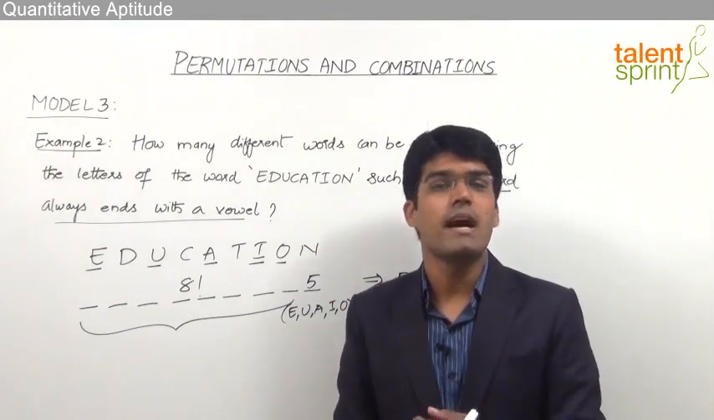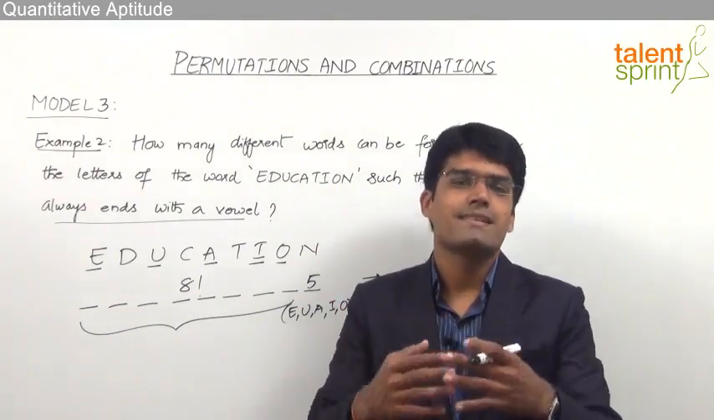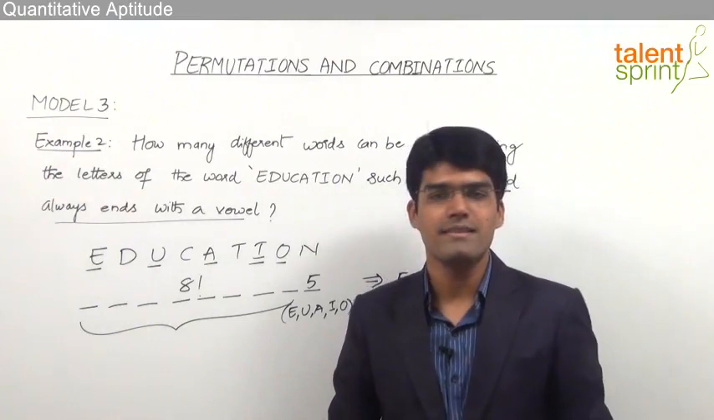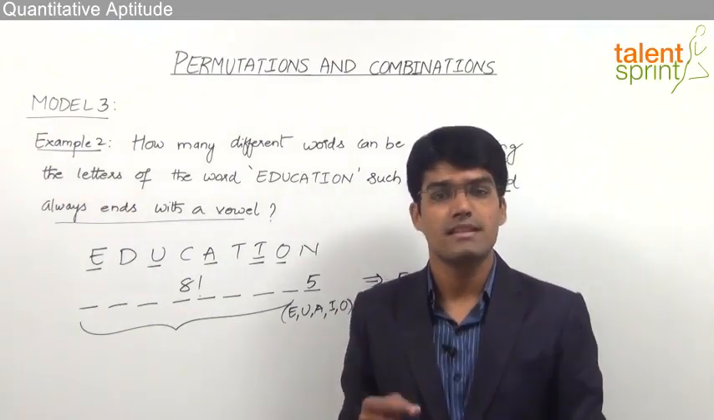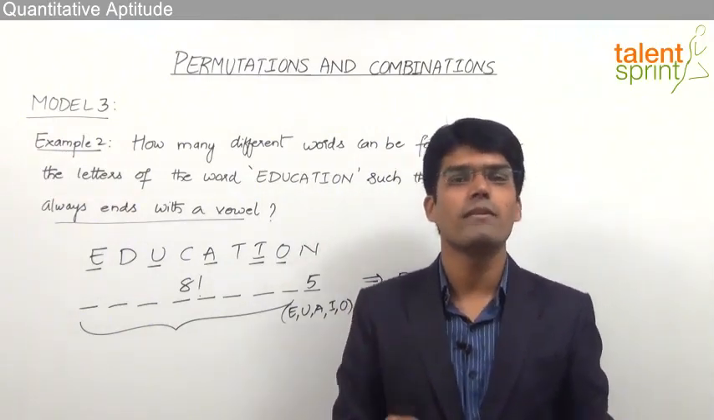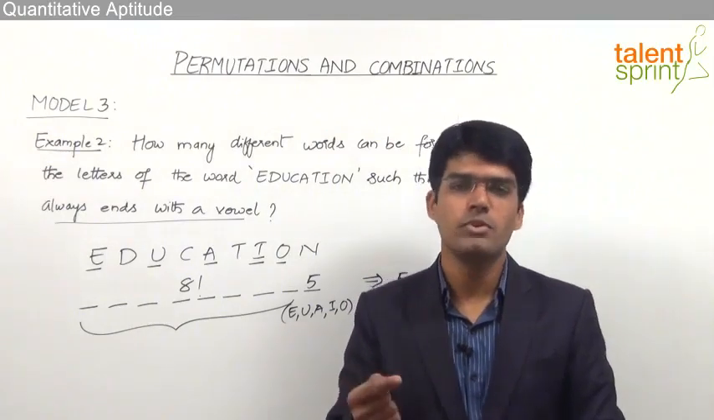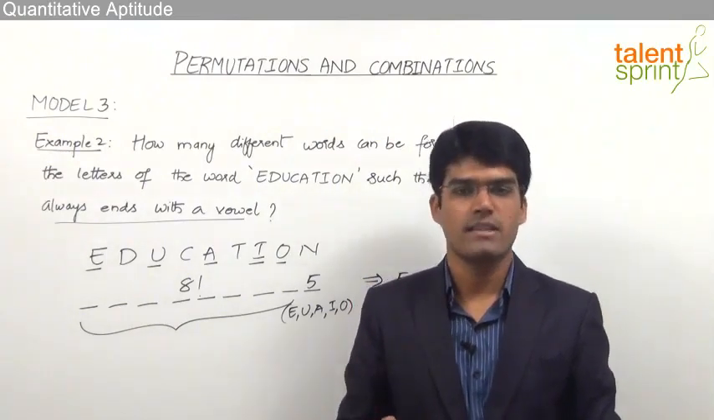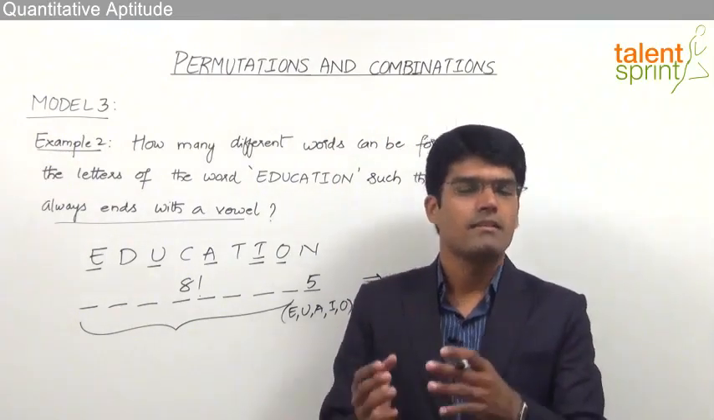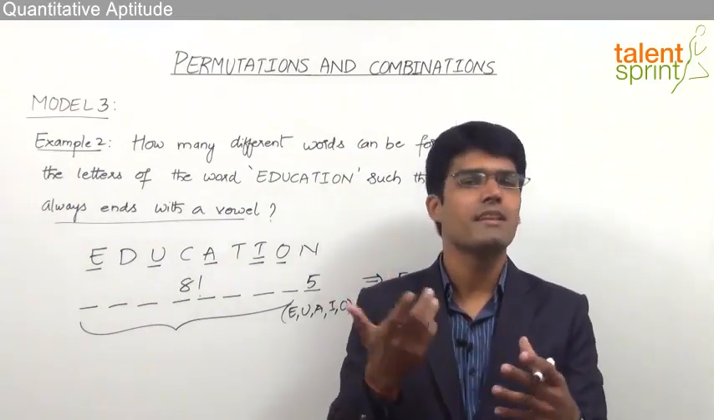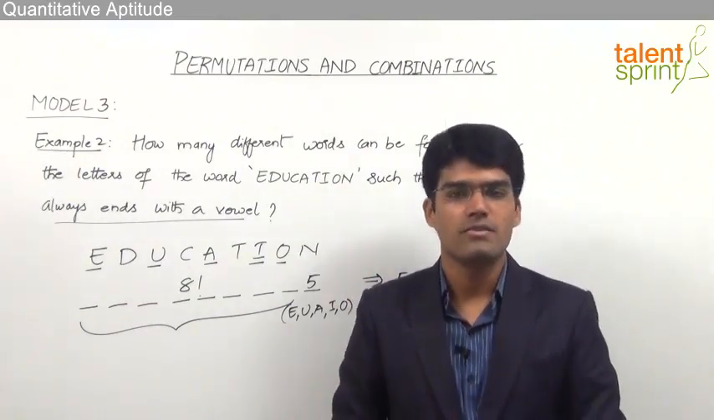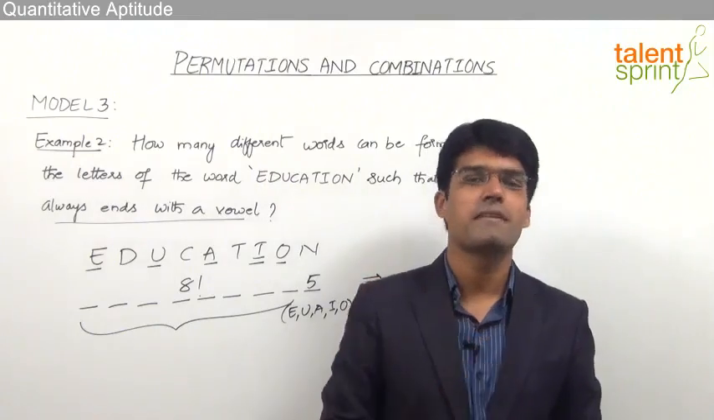And similarly it can be asked for digits as well. Let's say there are 6 digits, 1, 2, 3, 4, 5 and 6, and we need to form 6 digit numbers such that the first digit is always an even digit. So it can be 2 or 4 or 6. That means first position can be filled in 3 ways, and remaining 5 positions can be filled by the remaining 5 digits in any manner. So we can say the answer here is 3 into 5 factorial.